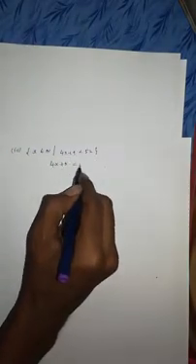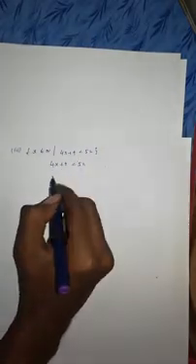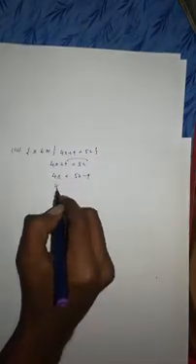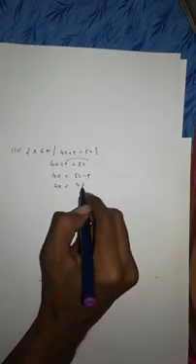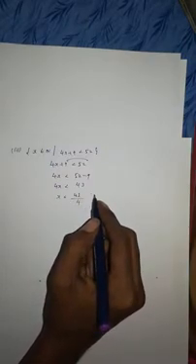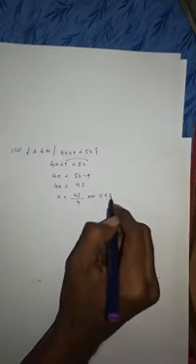The third problem is: set of all x in N such that 4x plus 9 is less than 52. It's very simple. You can try this on your own. It is given that 4x plus 9 is less than 52. So 4x is less than 52 minus 9. I'm just taking 9 to that side. So 4x will be less than 43. So x is less than 43 by 4, and x belongs to natural numbers.